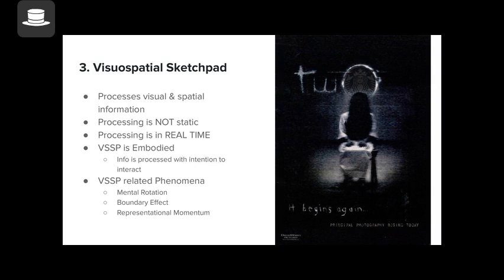The reason is when you watch a video, you become a part of it, and your visual system, especially the VSSP, processes the visual information with an intention so you can react and interact. Okay, so this is embodied cognition, and there are three phenomena related to VSSP that we'll talk about now. One is mental rotation, the other one is boundary effect, and the third one is representational momentum.